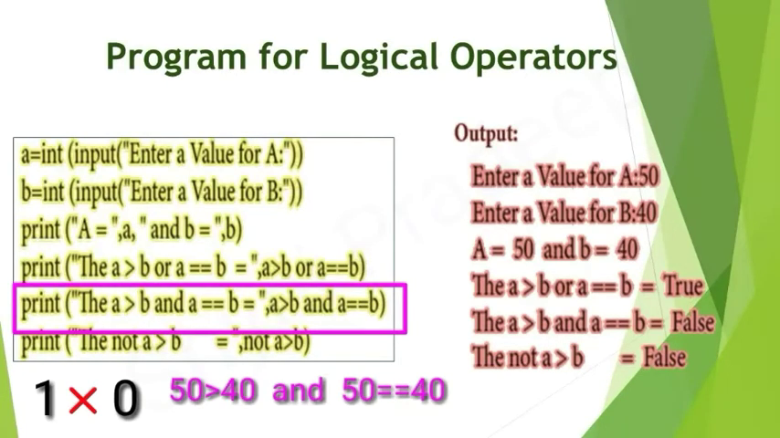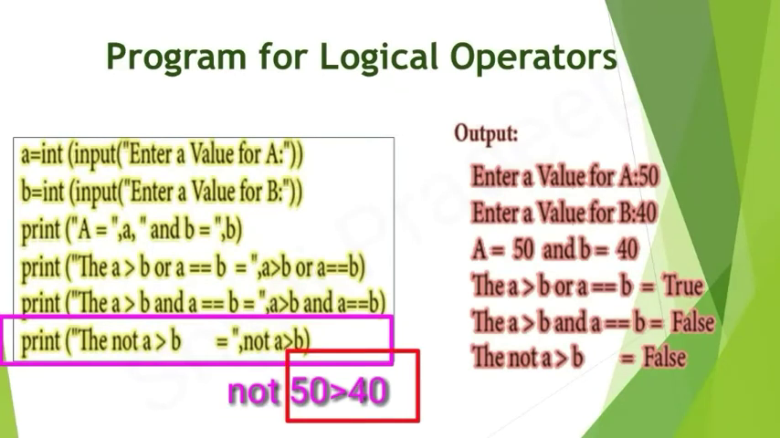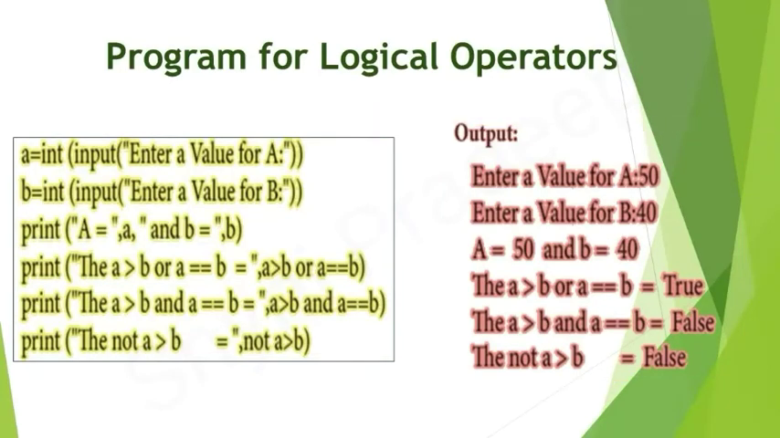So here the result is false. Next, print not A is greater than B. Here, not A is greater than B means 50 is greater than 40. Is it true or false? It is true. This is not, so not true means what? False. Not true means false. So this is the output for this program using logical operators. This is about logical operators.